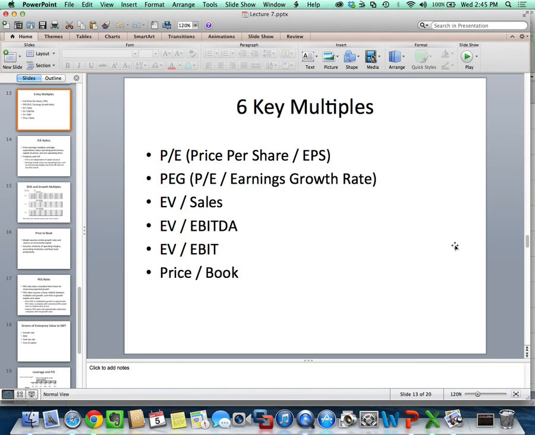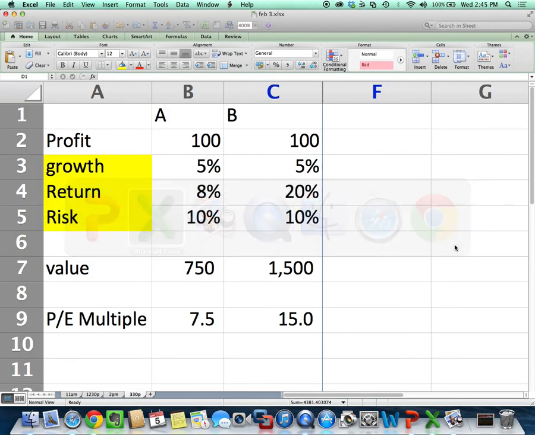Okay? Now, again, what drives a higher multiple? Well, let's go back to our key value drivers equation. It was higher, assuming the risks are the same, higher growth and return. All right? So again, a higher multiple, higher PE generally means higher growth and return.